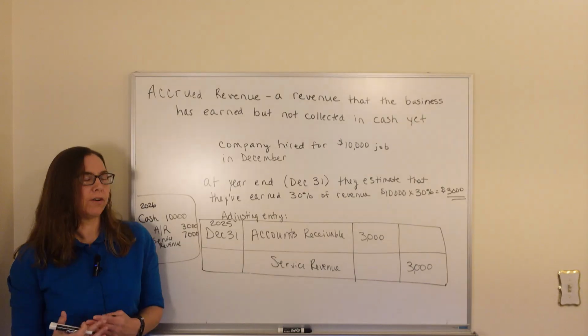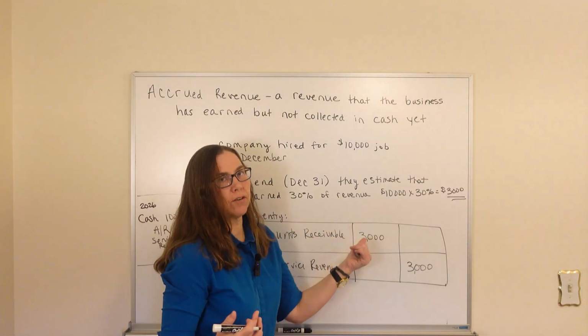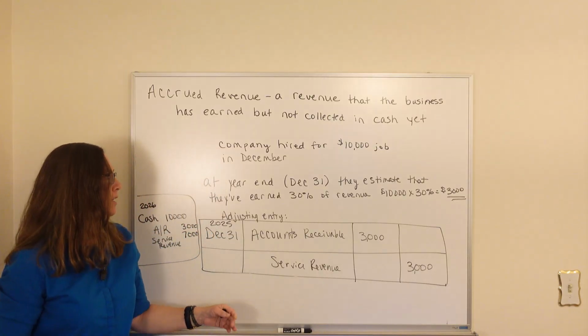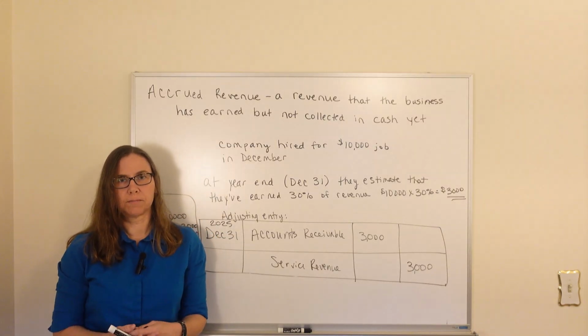So that's it. That's all you have to do. You're simply taking the total revenue that they're earning and you're dividing it up into 2 different years based on when they perform the services.